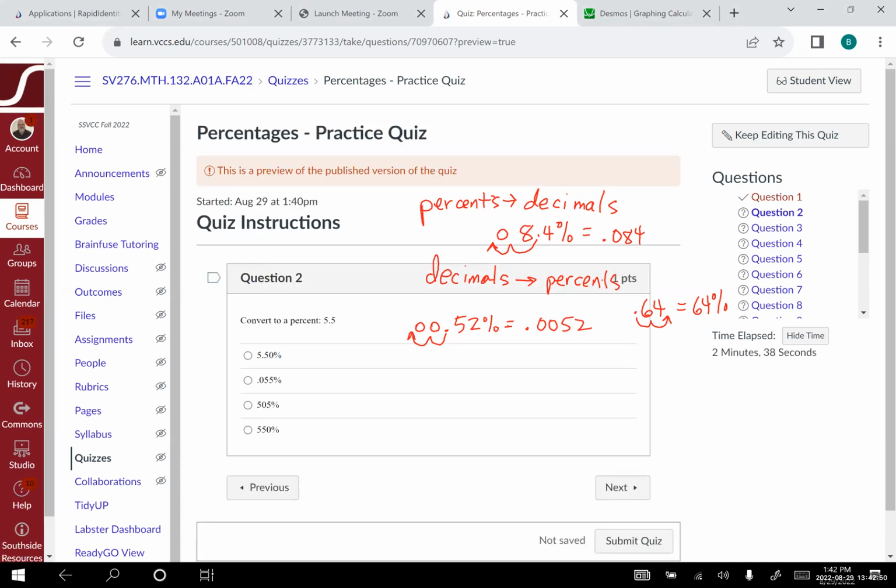All right, convert this to a percent. If we're converting to a percent, which way do we move the decimal place? Right, to the right. There's no digit here, so we fill in. 5.5 becomes 550%.